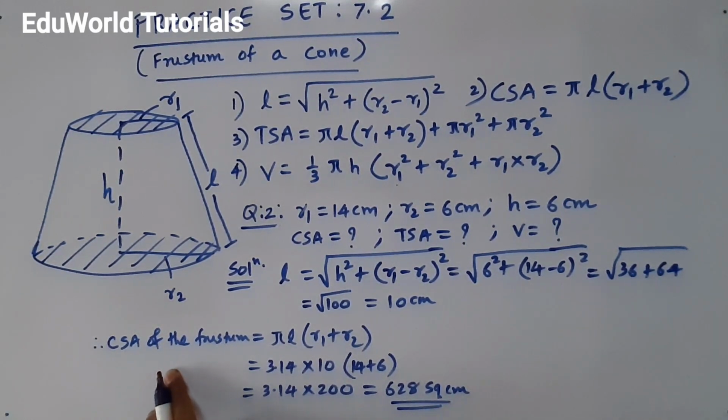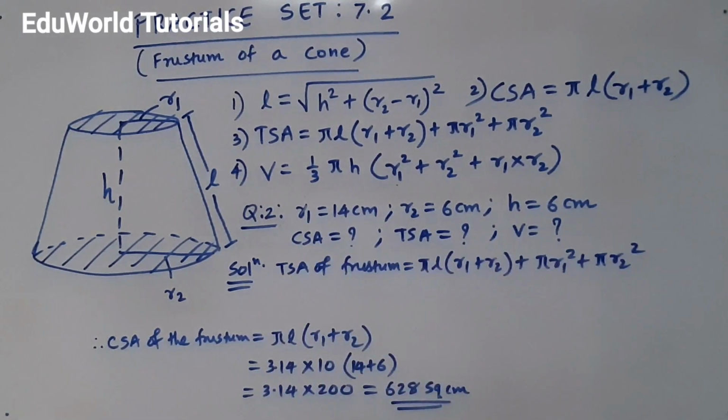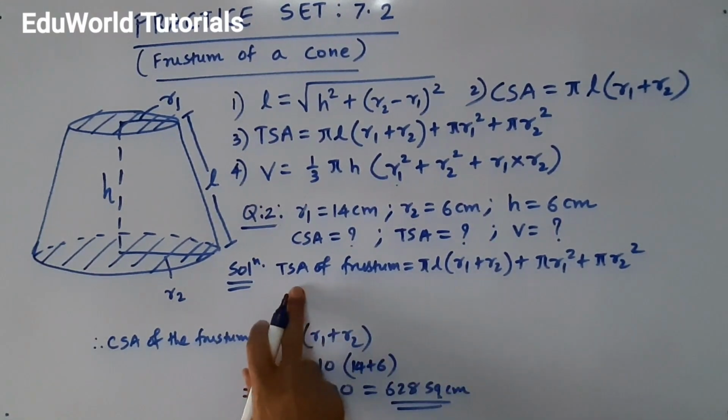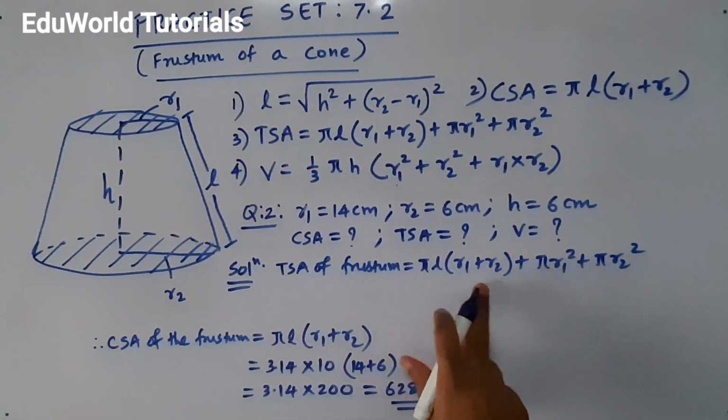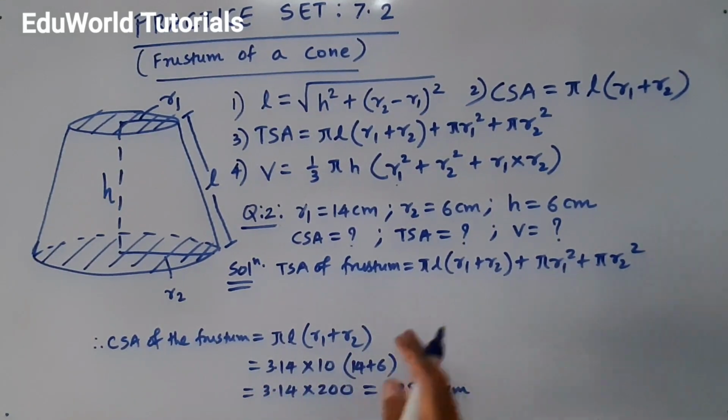Okay. Now we have to find the total surface area of the frustum. The formula is, so I wrote the formula. TSA of frustum is pi L into R1 plus R2. This is the curved surface. Curved surface area we already found, 628.